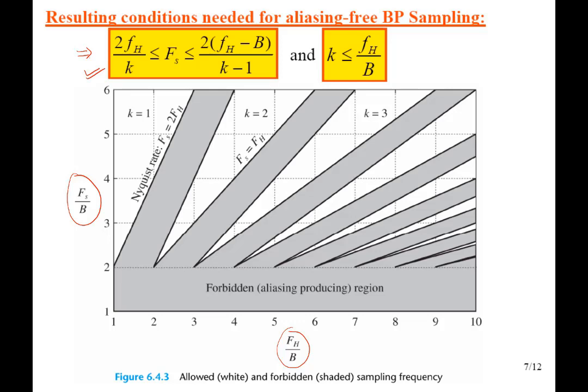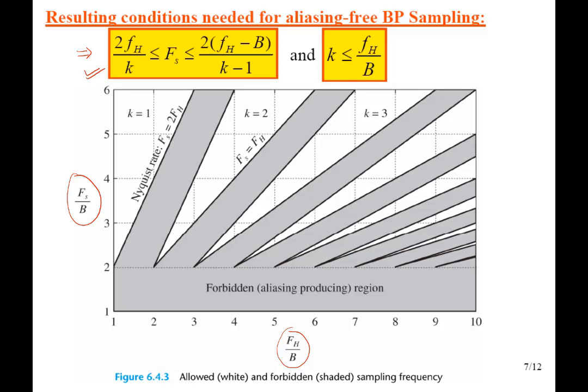So whenever you are going to select sampling rate, you need to either use the inequalities, these two yellow indicated inequalities, or if you have this graph in hand, then it is recommended that instead of using inequalities, you straight away go to this plot and directly find out the sampling frequency. Now, how to find out the sampling frequency by using this plot, which results in aliasing free bandpass sampling?